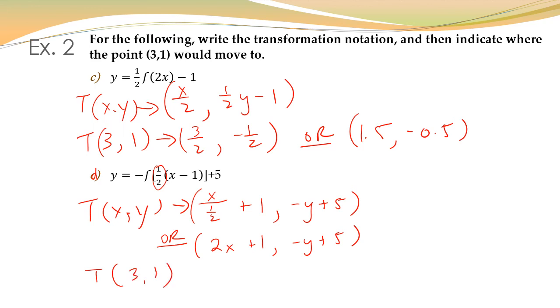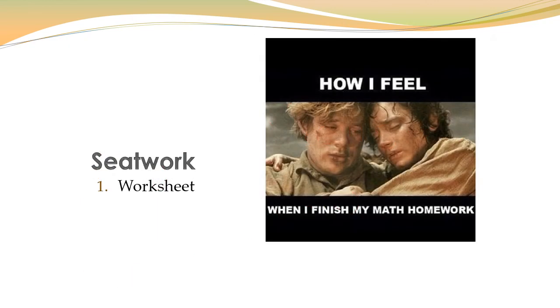And then we're going to take that point, (3, 1), and transform it. 2 times 3 is 6, plus 1 is 7. Negative 1 plus 5 is 4. So that's it. That was a big one, an important one. Hopefully it's okay, especially after you get some more practice.